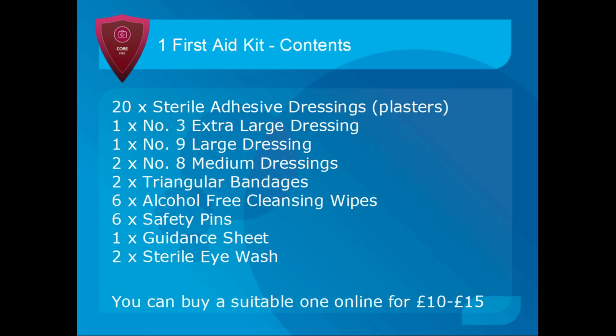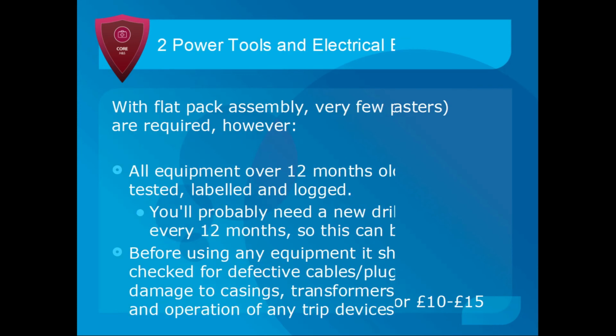Your first aid kit needs to have the following contents: 20 sterile adhesive dressings or plasters, 3 extra large dressings, 6 large dressings, 8 medium dressings, 2 triangular bandages, 6 alcohol-free cleansing wipes, 6 safety pins, 1 guidance sheet explaining how to use all these things, and 2 sterile eye washes. Now you can buy a suitable kit online for £10 or £15. I've even seen them as cheap as £5. So there's no excuse for not having one of these with you.